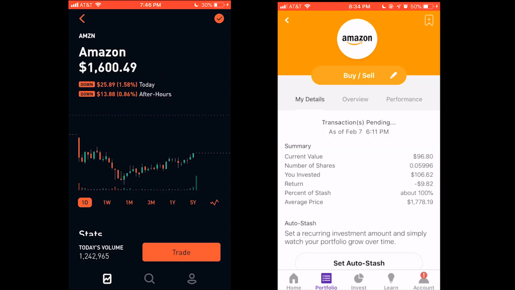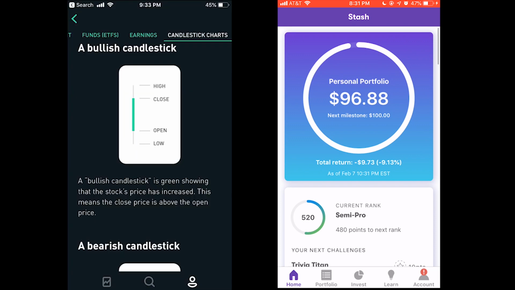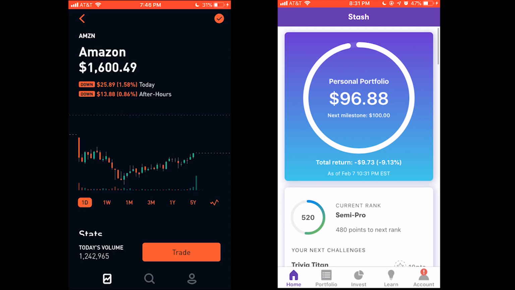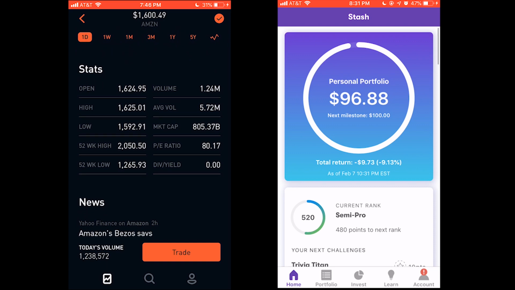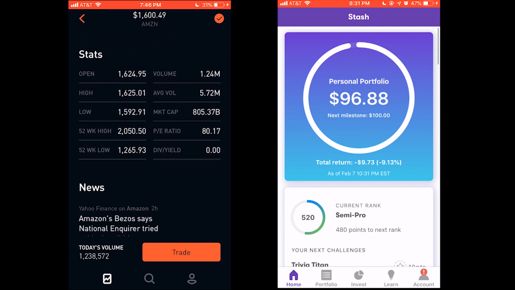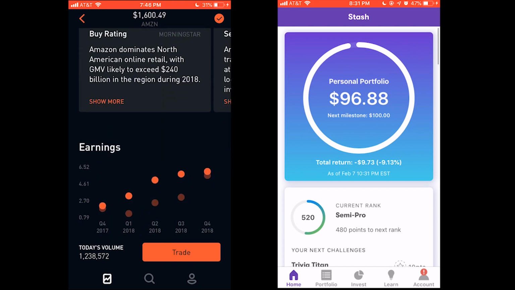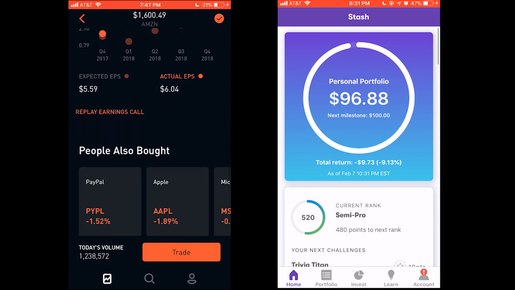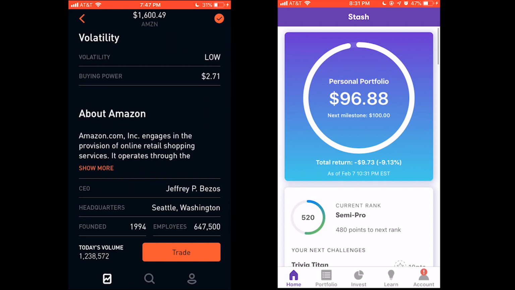When we check out a stock on Robinhood, we get a very different experience. We have these cool charts with the candlestick setup, which Robinhood gives you an explanation on in the settings, and below it shows us a ton of info on the stock's performance. And if we keep scrolling, we see news, ratings to buy or sell, previous earnings and projections, and some other stuff like the volatility. You can tell there's just a lot of information here.